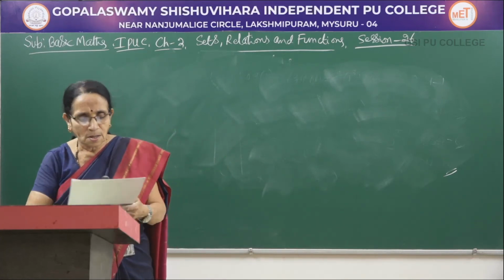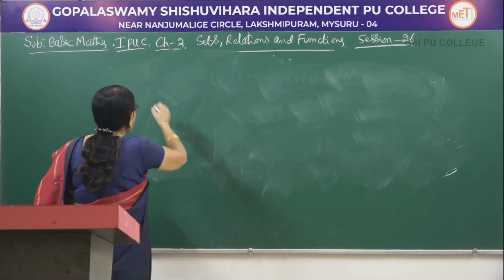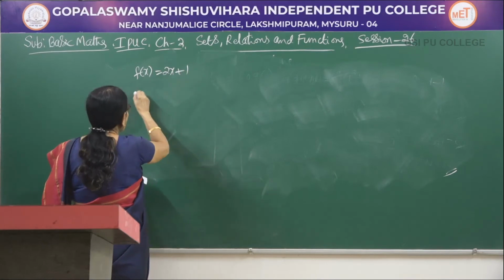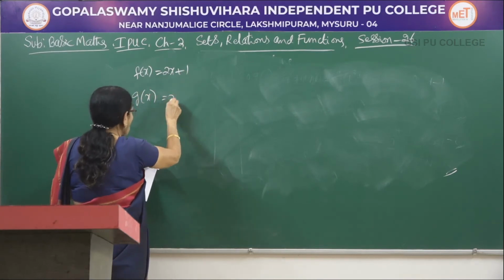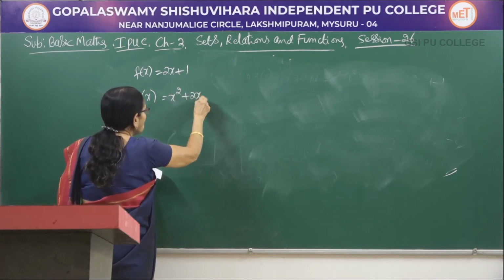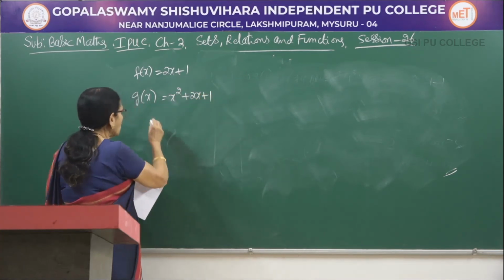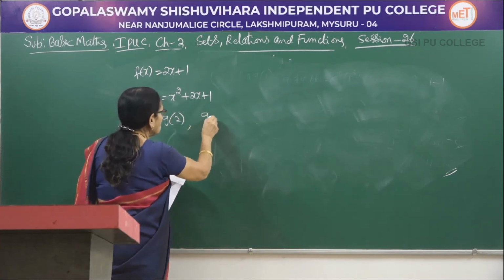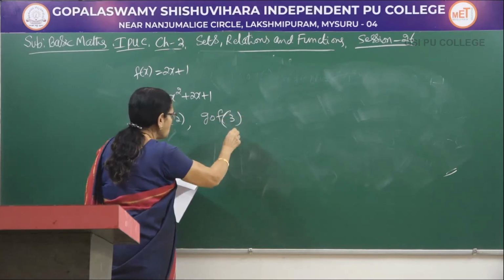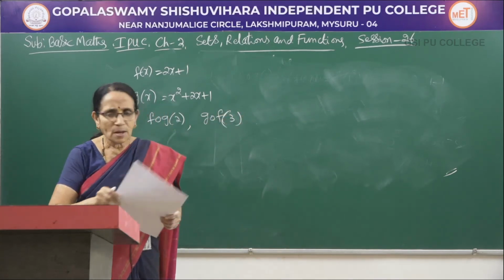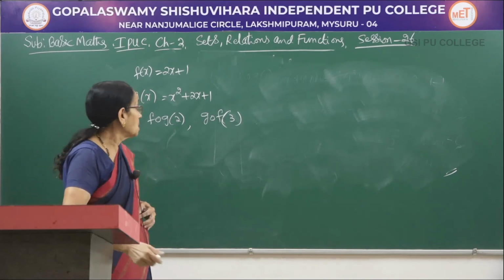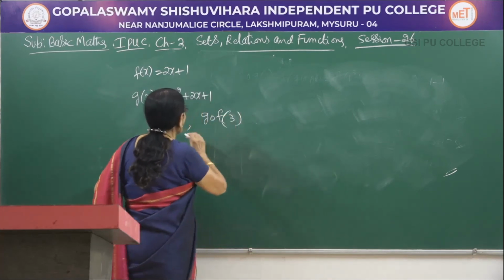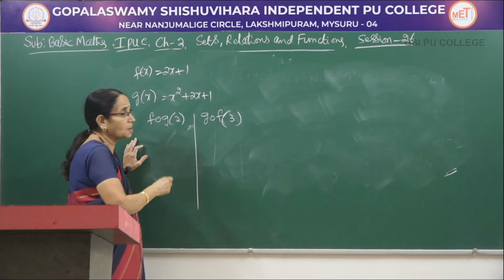Now let us try another problem. f of x equal to 2x plus 1 and g of x equal to x square plus 2x plus 1. You have to find the value of f o g of 2 and g o f of 3. The numbers are a little bit more, and both of the functions are having more terms here. Carefully let us solve.